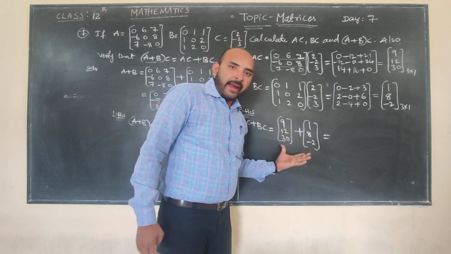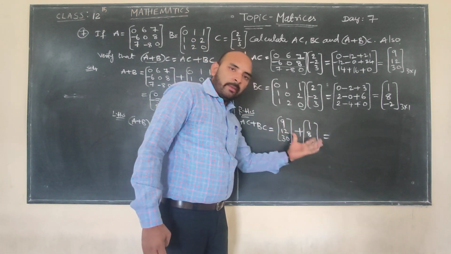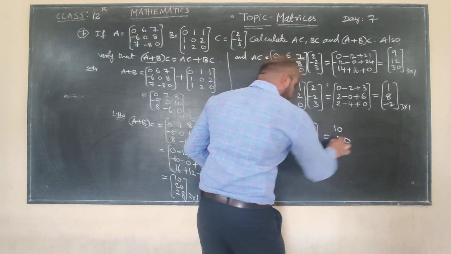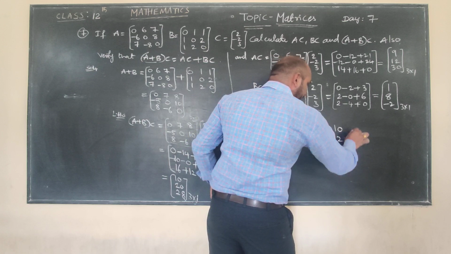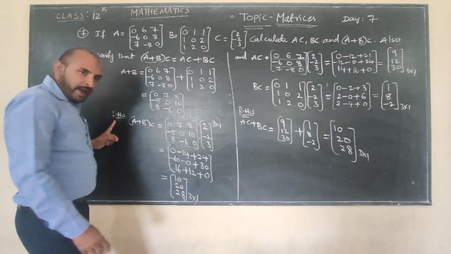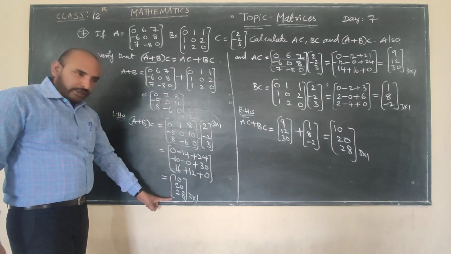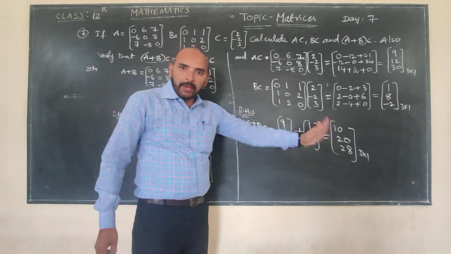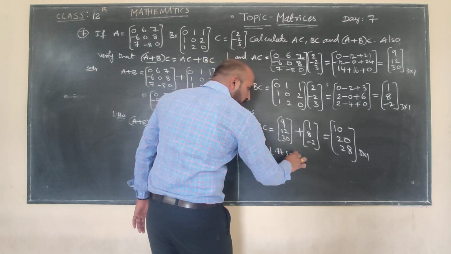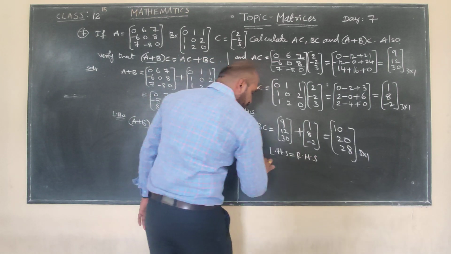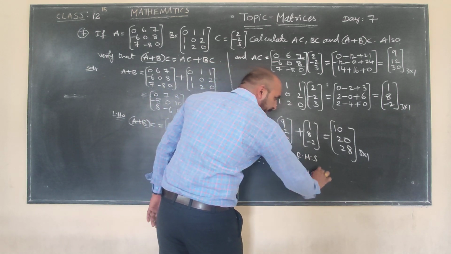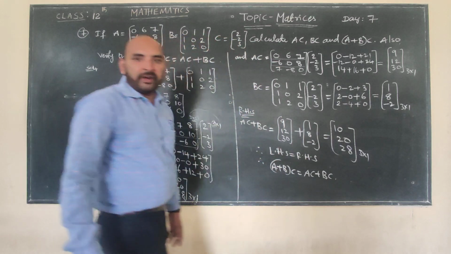So both are column matrices. So corresponding elements must be added. 9 plus 1, 10, 12 plus 8, 20, 30 minus 2, 28, which is also 3 cross 1. Observe here, left hand side value how much? 10, 20, 28. Even right hand side matrix also same elements. So clearly LHS equal to RHS. So therefore A plus B into C equal to AC plus BC. Hence verified.